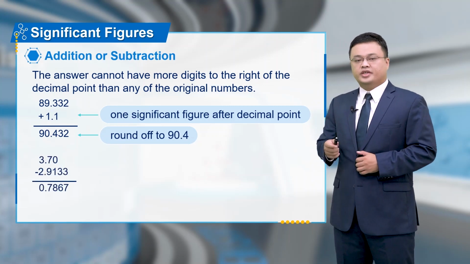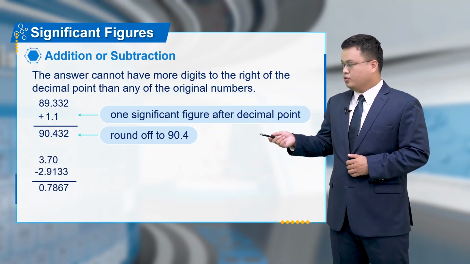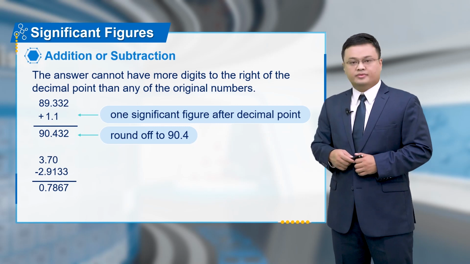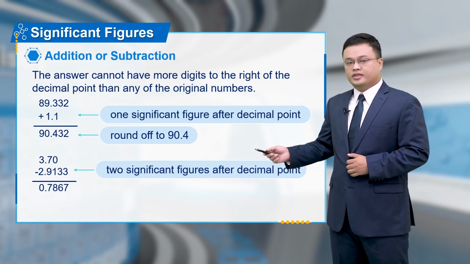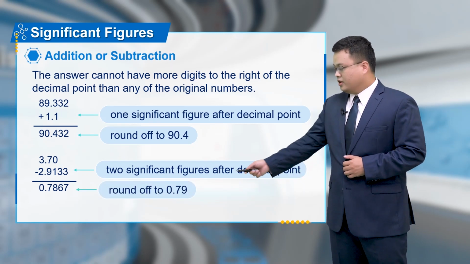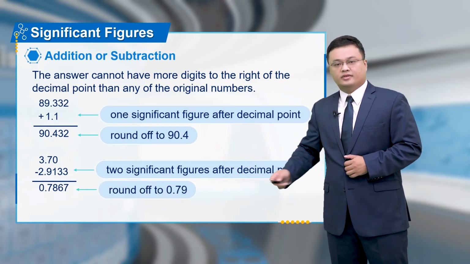Similarly, for 3.7 minus 2.9133, there is one digit after the decimal point in 3.7, so the answer 0.7867 should be rounded off to 0.8.